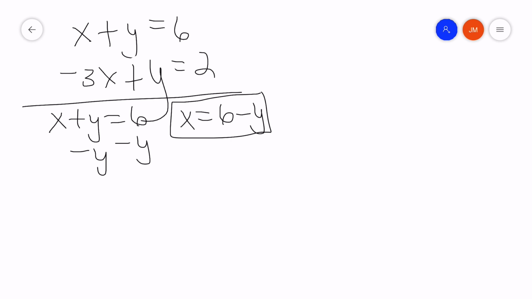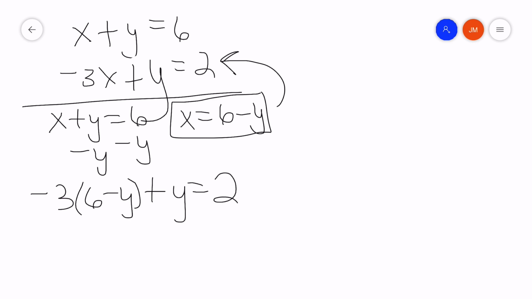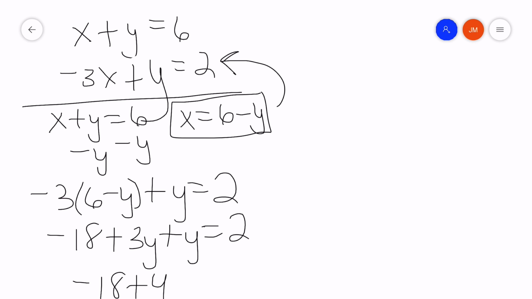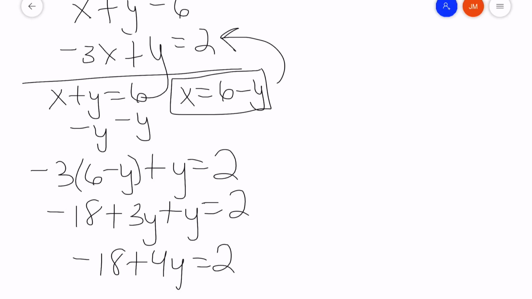Second step is to plug this back into the second equation. So we're left with negative 3 and plug in 6 minus y for x. So negative 3 times 6 minus y plus y equals 2. So we're left with negative 18 plus 3y plus y equals 2. So from here, we're left with negative 18 plus 4y equals 2.